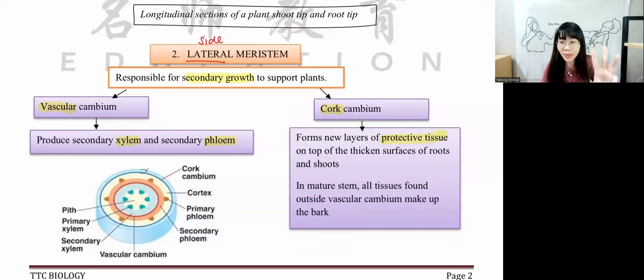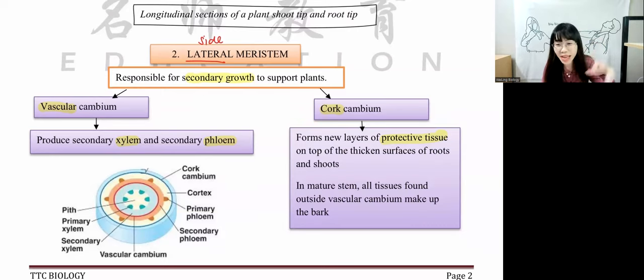We have three zones in total. The first zone is called zone of cell division. Very good. Okay, second zone is called zone of cell elongation. Correct. The third zone is called zone of cell differentiation. Very good. Three zones in sequence.